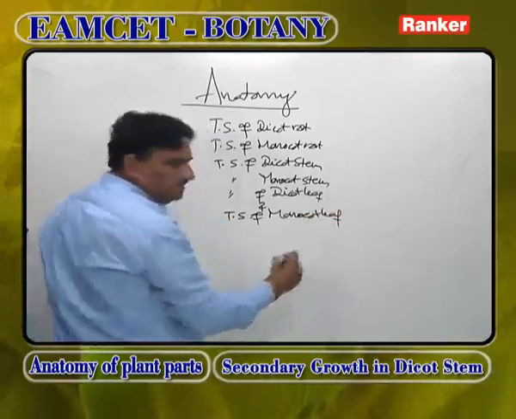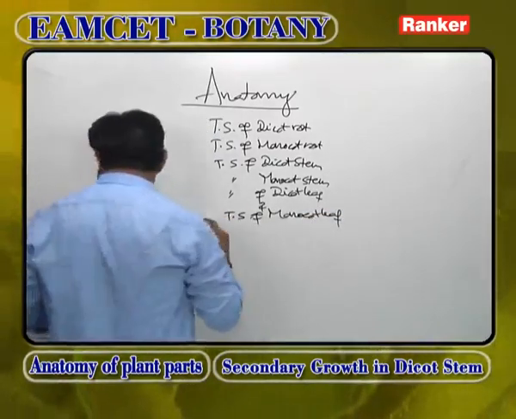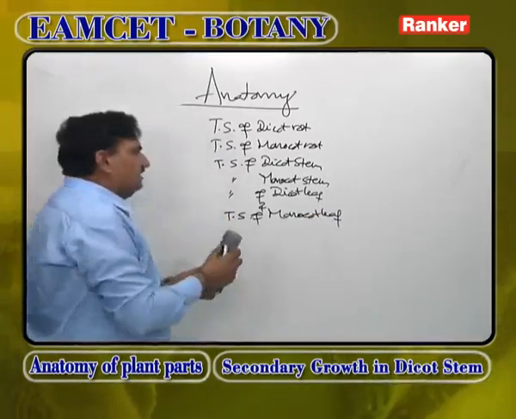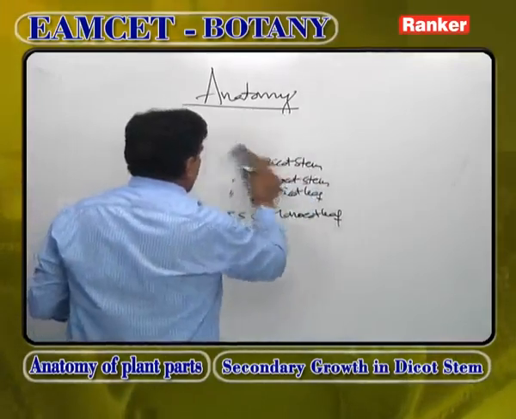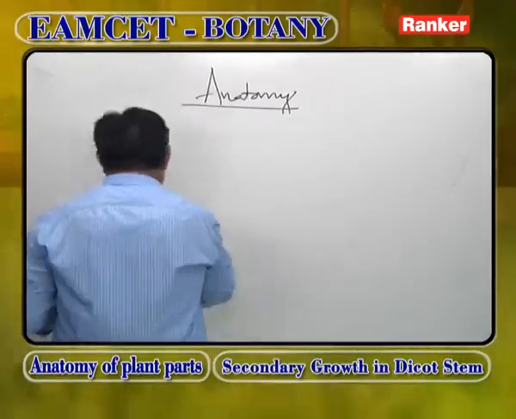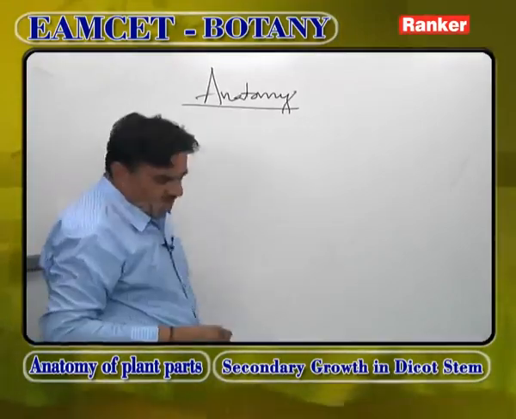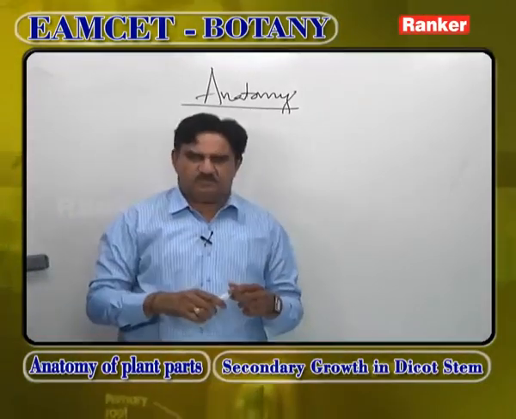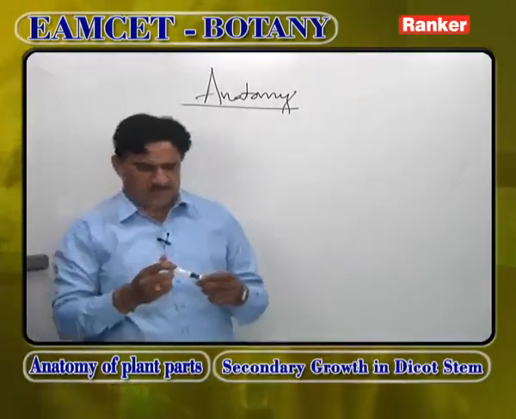Dicot leaf is also called dorsiventral leaf. Monocot leaf is also called isobilateral leaf. So we discuss anatomy of TS of dicot root, anatomy of TS of monocot root. Even though both are roots, there are some basic differences in dicot root and monocot root.